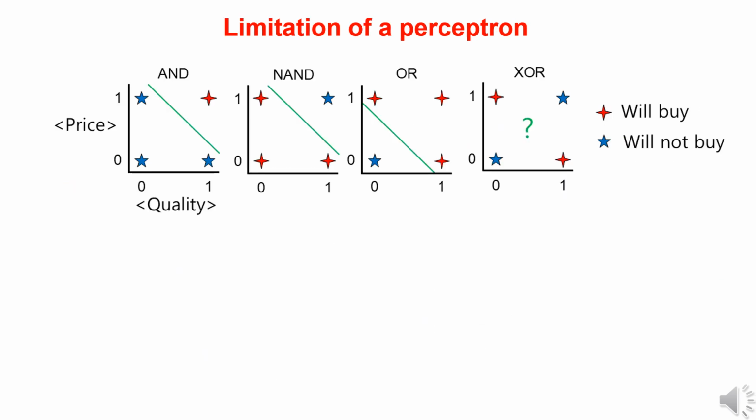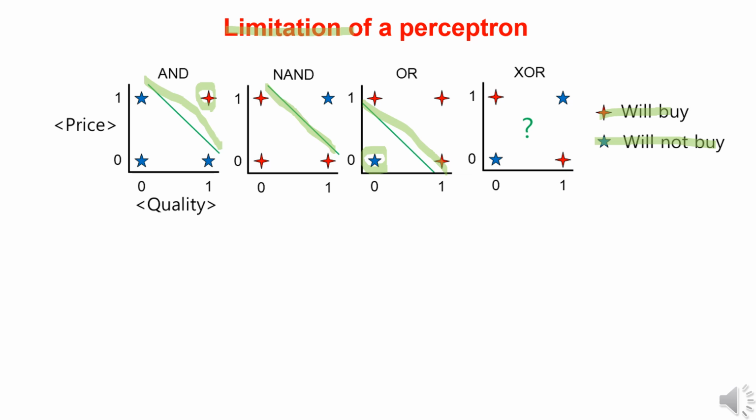However, the perceptron has clear limitations. In this diagram, let's say the red represents will buy and the blue represents will not buy. Some people may only buy when both the price and quality are good, while others may not buy if both the price and quality are too low. For such simple criteria, an original perceptron can effectively determine whether to buy or not.